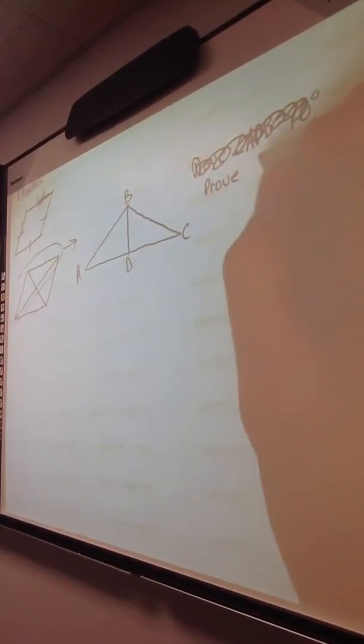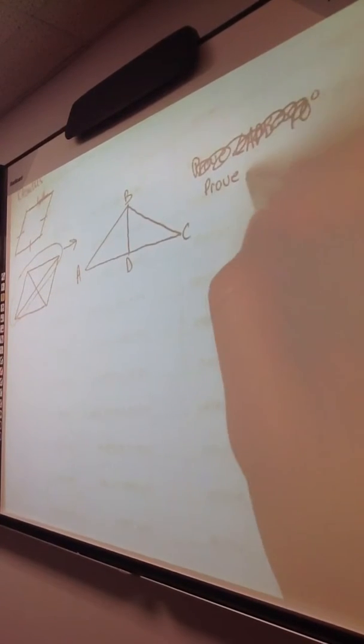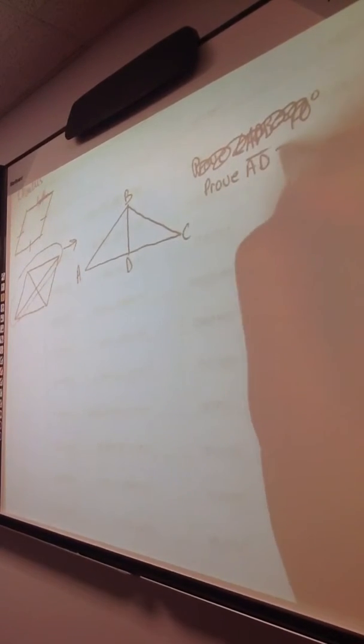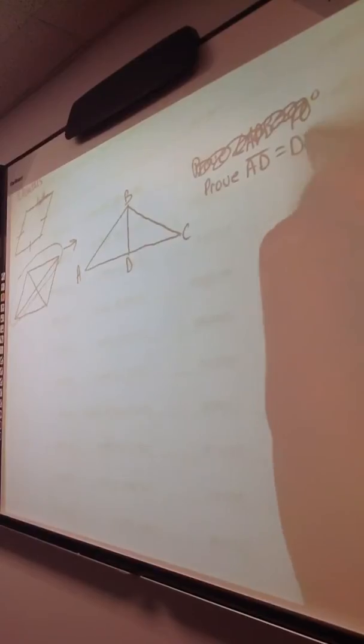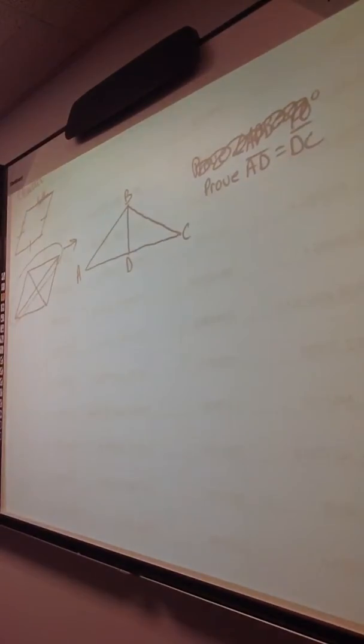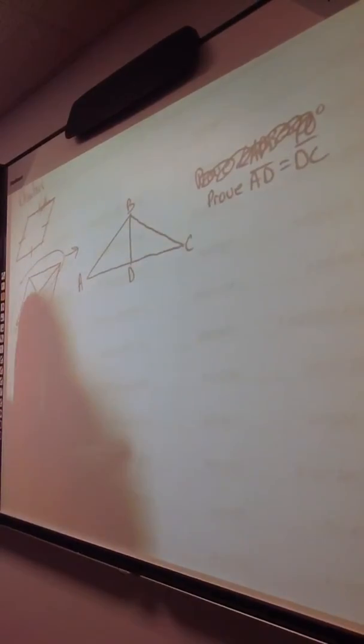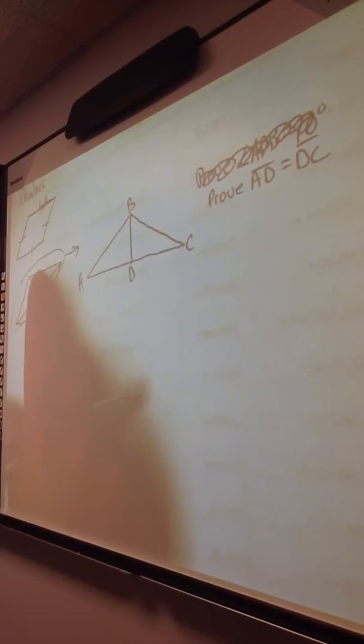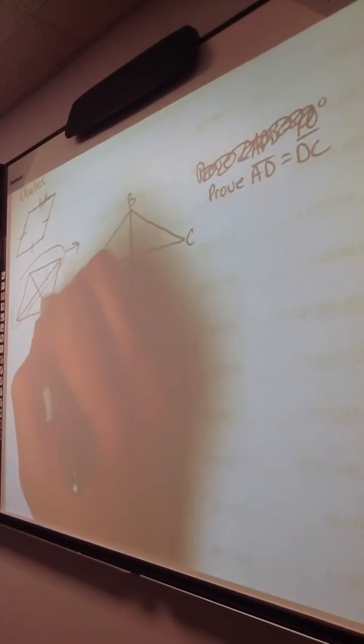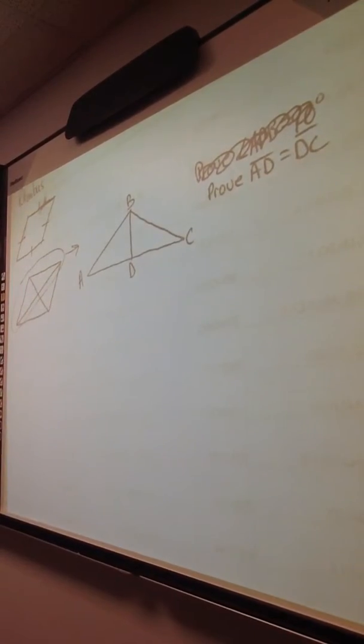Let's prove that AD equals DC. That's what we're gonna prove now. Because I think that when you draw the diagonals, they cut each other in half. I think that's equal to that, and that one's equal to that. Can we do this by ourselves? No, I'm gonna go over it with you. Then I'll give you your homework.